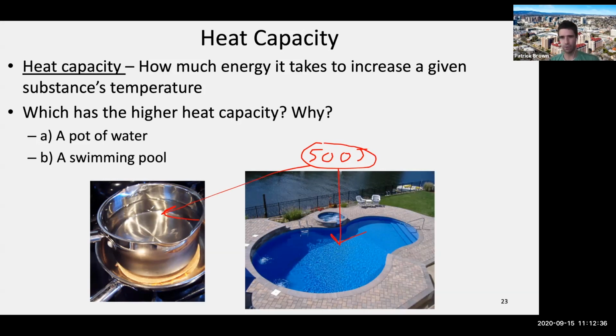More of that heat is distributed amongst the smaller number of molecules, and it raises the average kinetic energy of those molecules more easily, just because there's less of them. There are way fewer molecules in there, so there's less heat capacity. Putting that 500 joules of heat into your swimming pool means there are way, way, way more molecules in there, so that same amount of energy is distributed amongst a far larger number of molecules. And so it's not going to increase the temperature as much, because temperature is the average speed of those molecules.